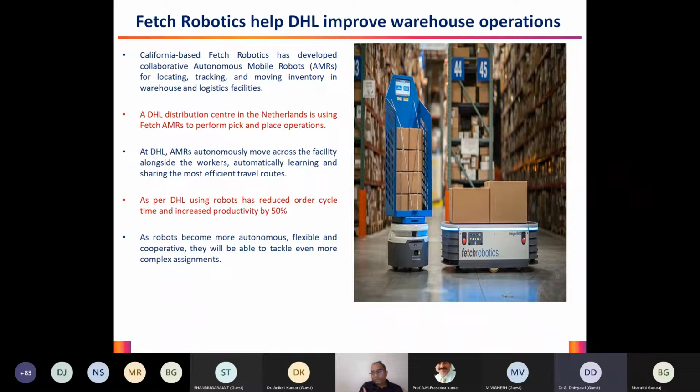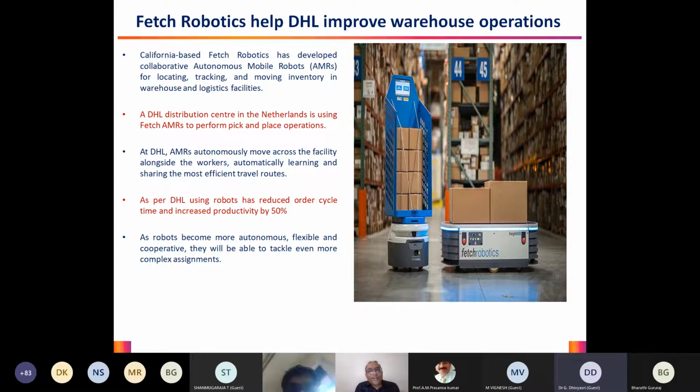So as I told, with Industry 4.0 robotic technology is gaining a lot of importance, and many companies are running to make robots which will be able to imitate the functionality of human beings.